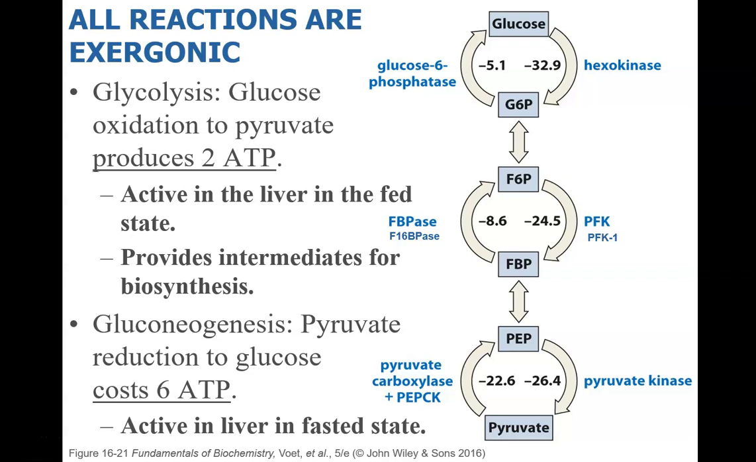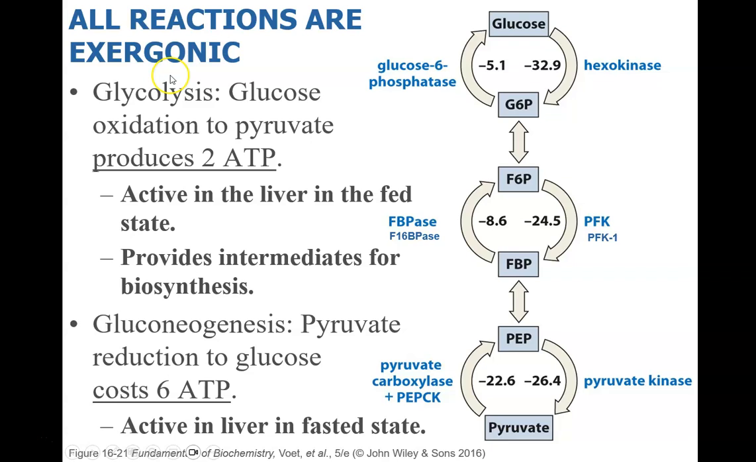So again, all reactions have to be exergonic. The pathways in the cell don't happen unless they're exergonic. So if I look over here, if I start at the top with glucose, and I consider glycolysis, and I go from glucose to glucose 6-phosphate and then continue all the way to pyruvate, this will give me an exergonic pathway. In order to go from pyruvate to glucose, these reactions are exergonic as well, but it's because I had to spend 6 ATP in order to do that.